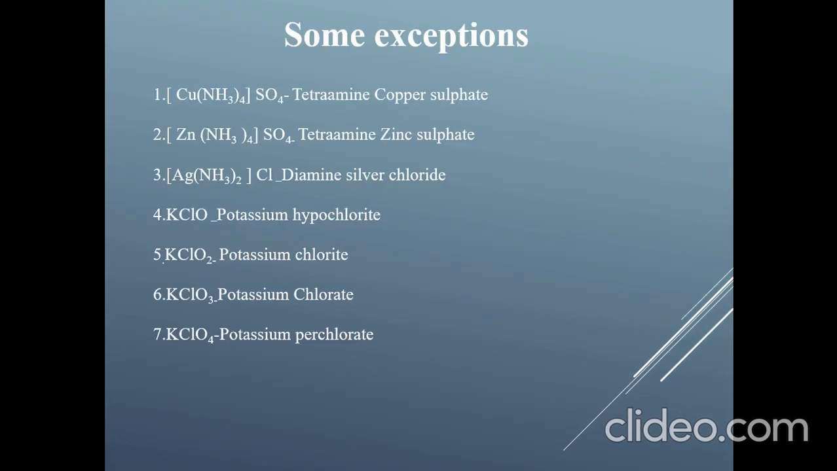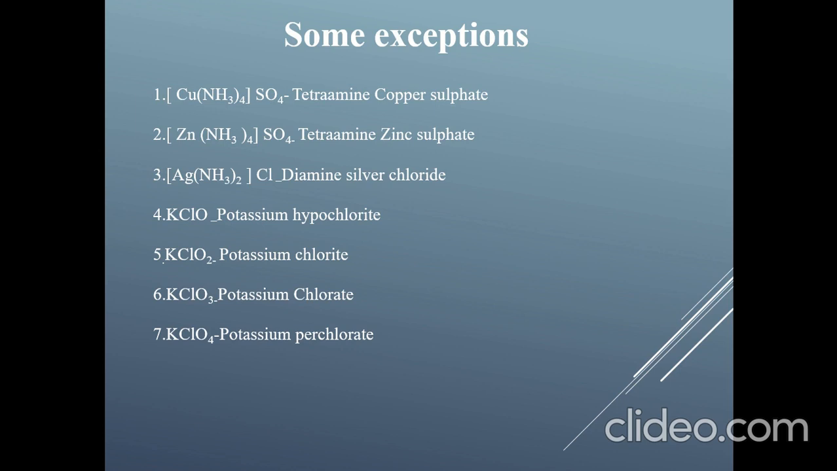Now, always there are exceptions everywhere. So, in chemistry also, there are few exceptions. Now, let us see the example of few exceptions. Now, let us consider the example of first compound. You can see Cu in bracket (NH3)4SO4. Now, all of you know we have learned about the types of valency mono, di, tri and tetra.